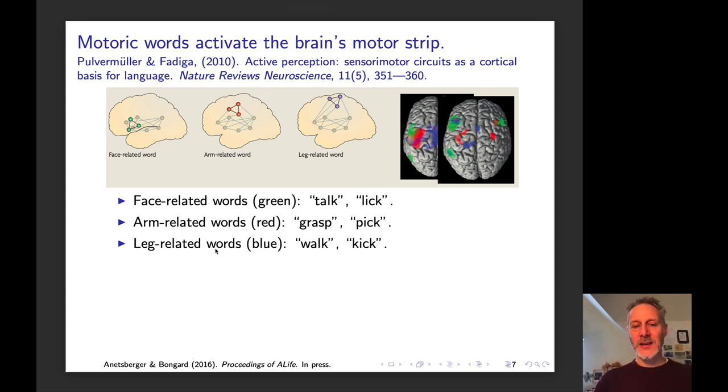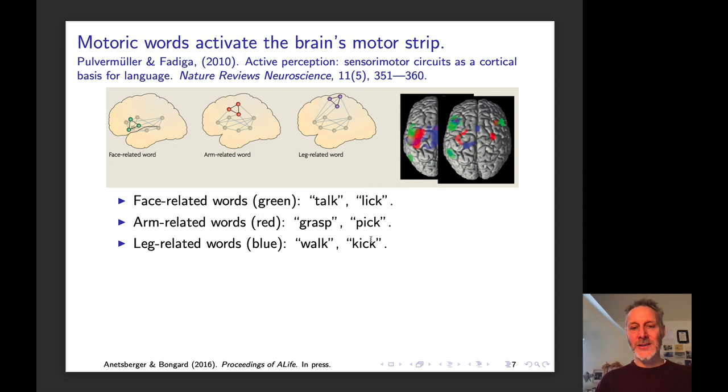Here's a very interesting neuroscience experiment in which they put subjects into a brain scanner, and the human subjects were asked to just relax and quietly listen to random words being spoken into their ears. Those words were things like talk, lick, grasp, pick, walk, and kick. Let's look at the words lick, pick, and kick. They sound very similar. So you might think naively that similar sounding words are going to light up parts of your brain that are close to one another.